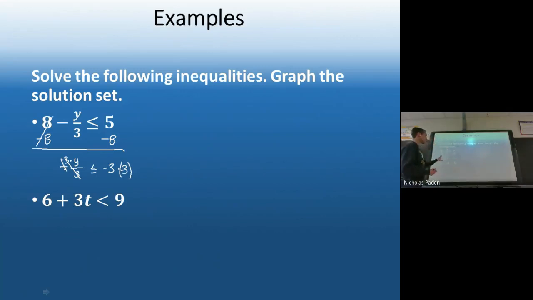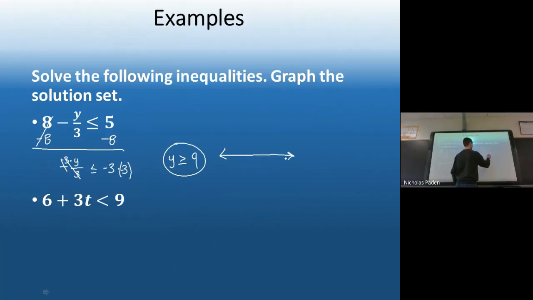And what's the only thing I'm left with on that left-hand side? Well, it would just be a positive y. Now, since I changed it and multiplied both sides by -3, don't forget to also change the inequality sign and make it greater than or equal to. And then -3 times -3 would be +9. So my solution set there would be y is greater than or equal to +9.